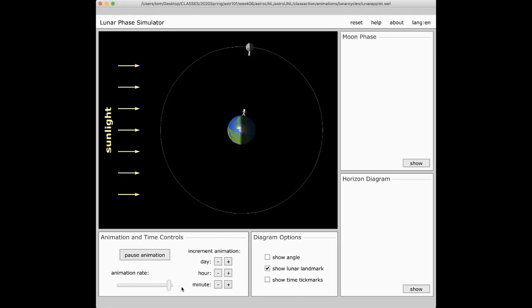So again, just to recap, there is no dark side, but the moon's rotation is locked to its orbital time, and we always see the same face.